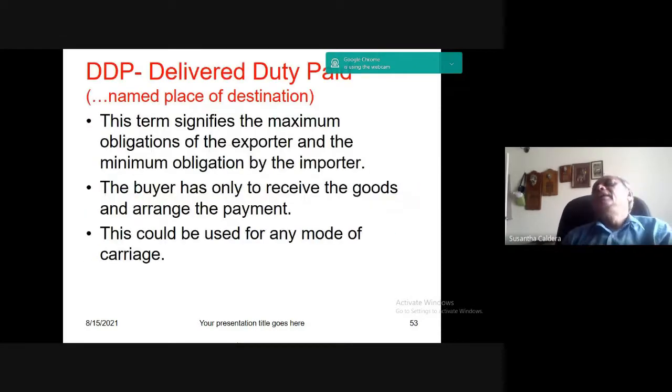DDP is another one, the last one. Delivered duty paid. Everything here is done by the seller. This term signifies maximum obligations to the exporter and minimum obligations by the importer. The buyer has only to receive the goods and arrange the payment. This could be used for any mode of carriage.